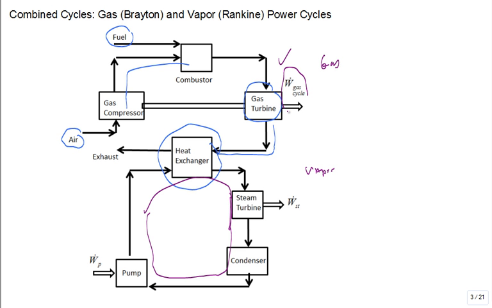So you have basically a water cycle, a Rankine cycle, a vapor power cycle, as well as a gas cycle. So this is gas, this is vapor. And so you'll produce some power out of the gas turbine as well as the steam turbine. But typically there's separate generators and they make electricity and put it out to the grid.